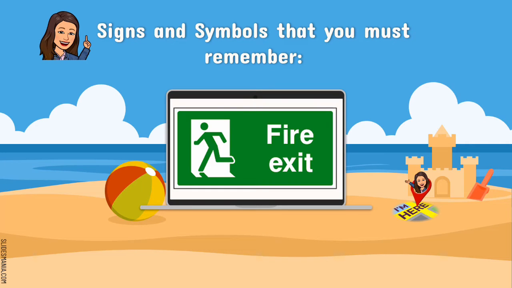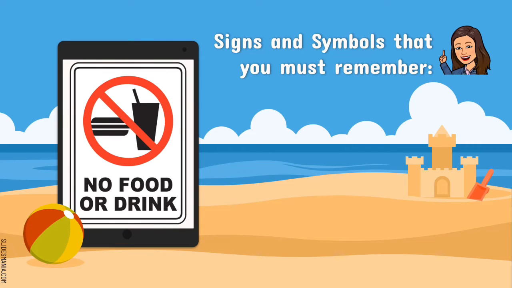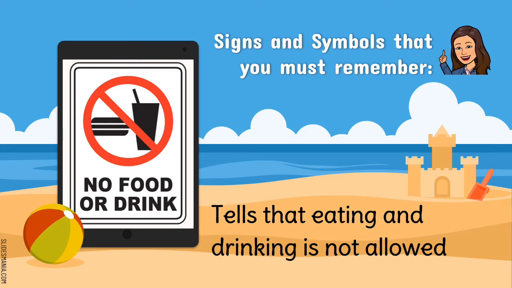Another one is the fire exit sign. It leads the way out of a burning building. And the last one is the no food or drink symbol. It tells that eating and drinking is not allowed inside the premises.